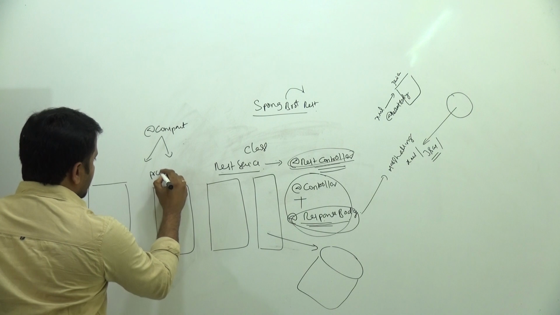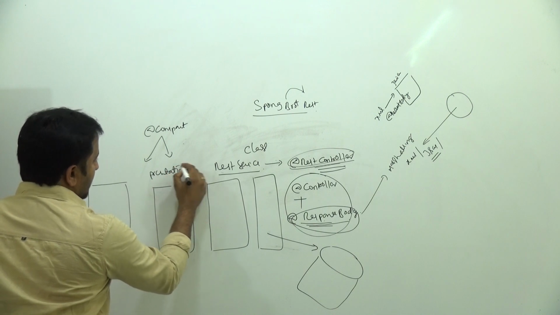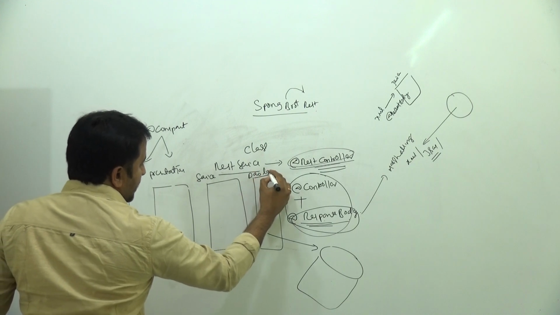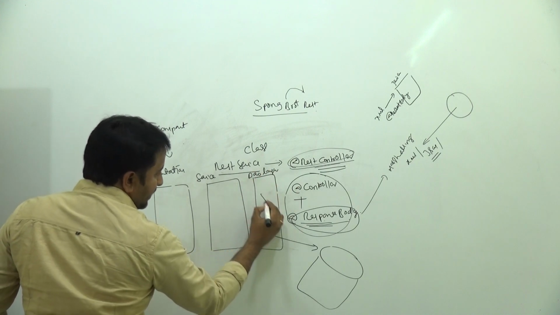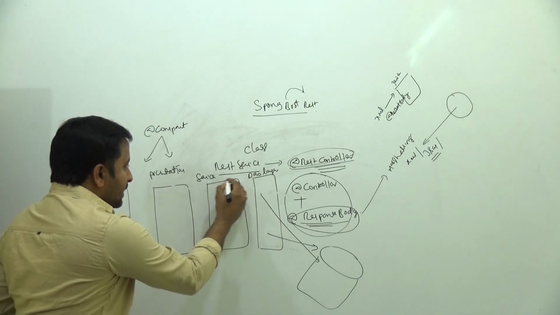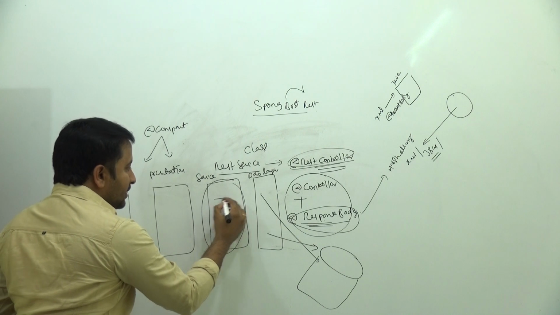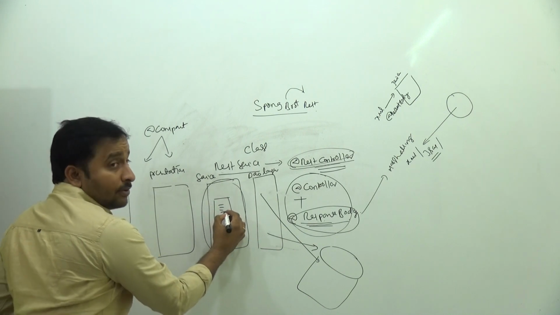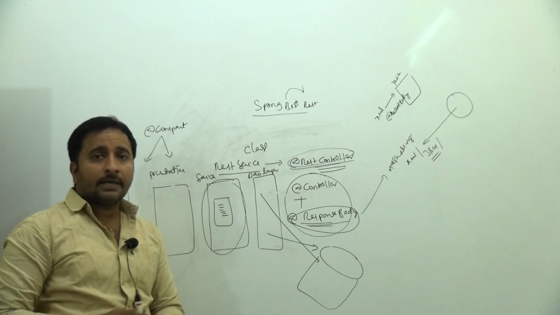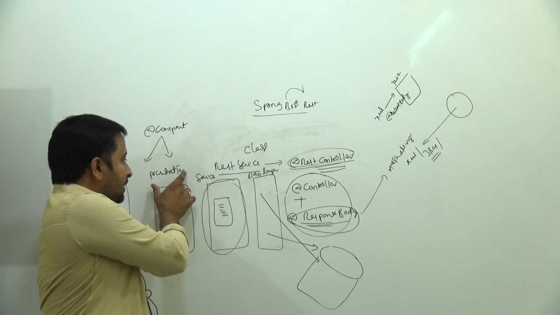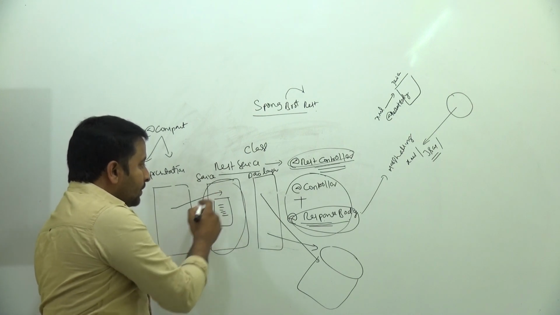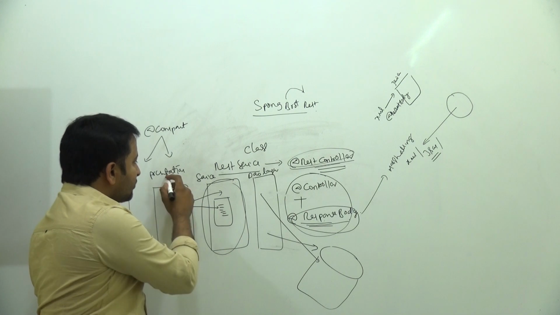This is the presentation layer. This is the service layer. This is the DAO layer. Why do we call it the DAO layer? Because it is interacting with the database. Why do we call it the service layer? Because the business logic is implemented here only, in the service layer. What is the presentation layer? It controls which method has to be called. That will be decided by the presentation layer.